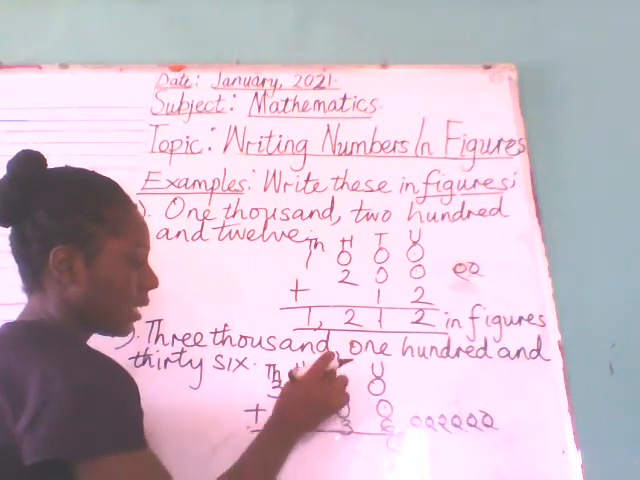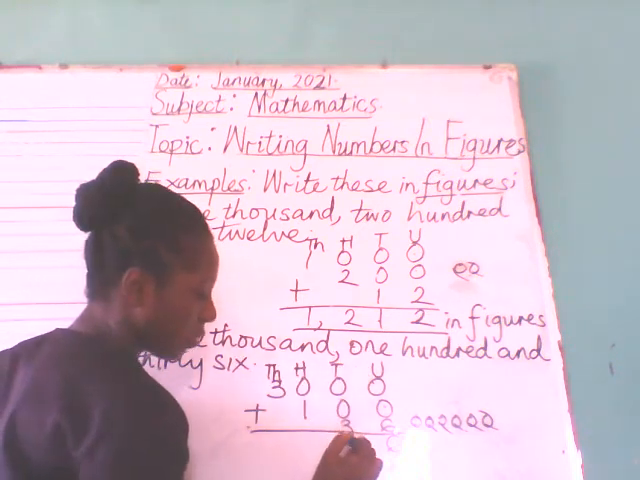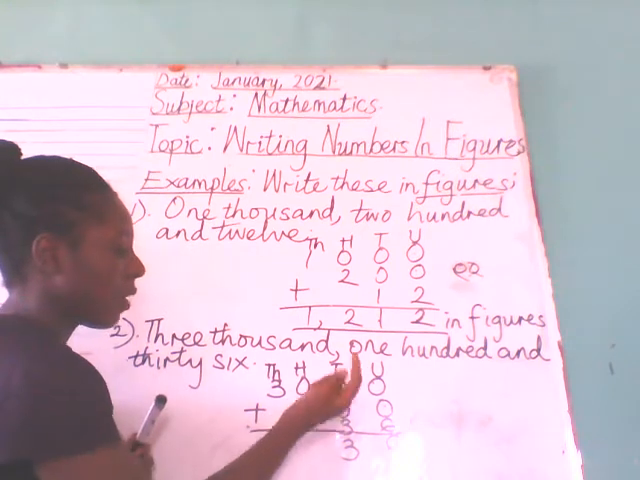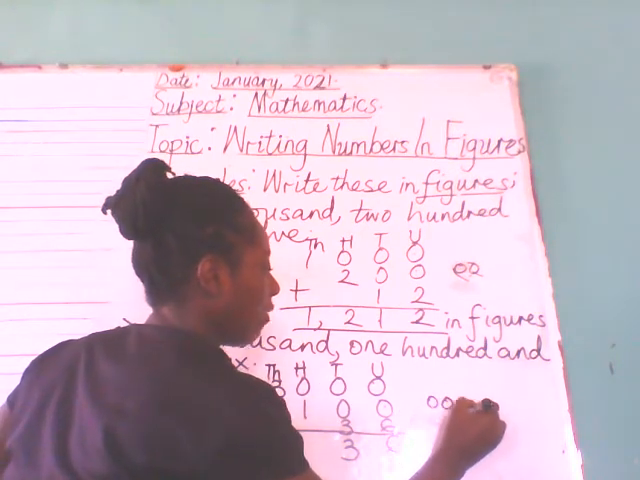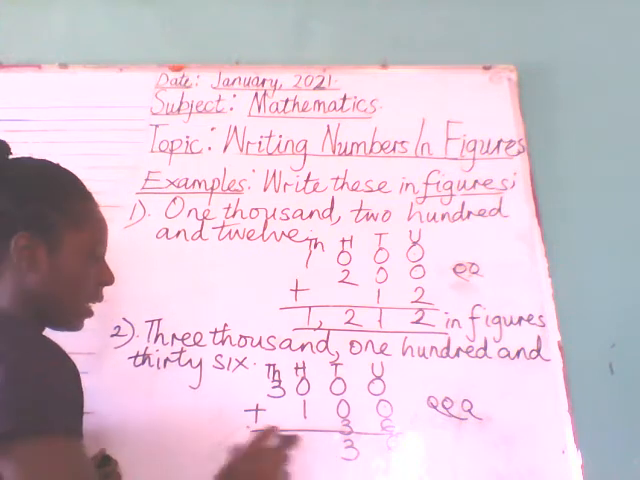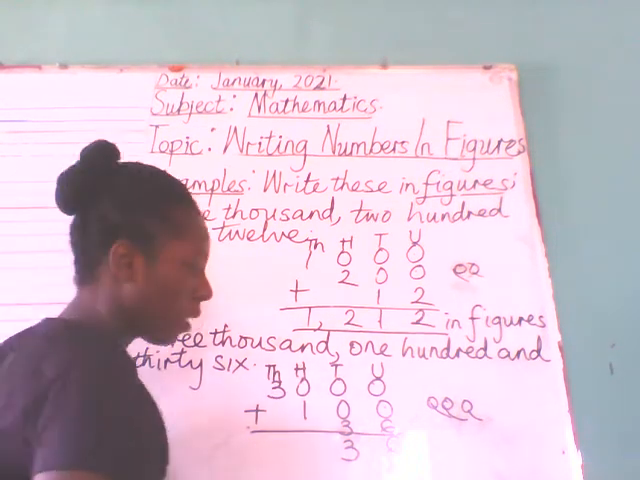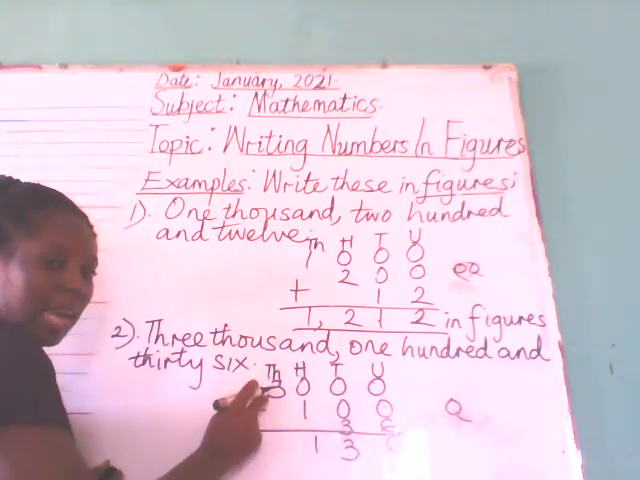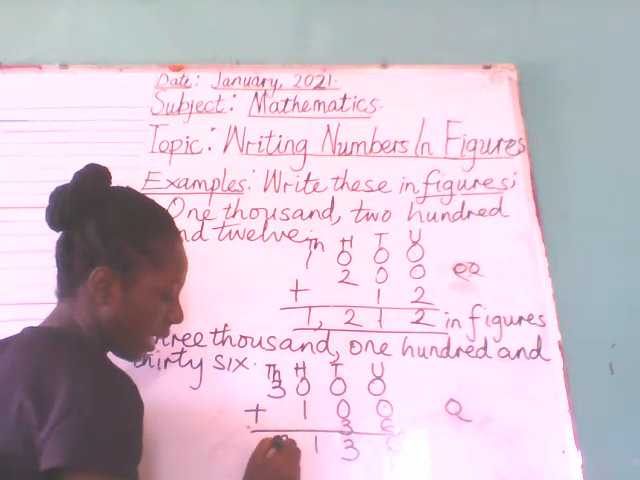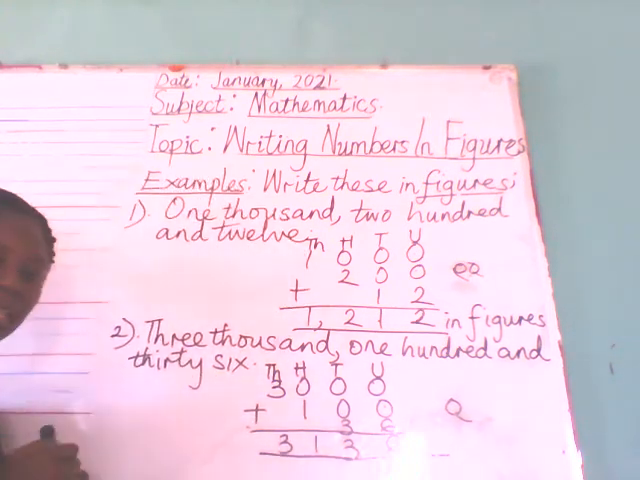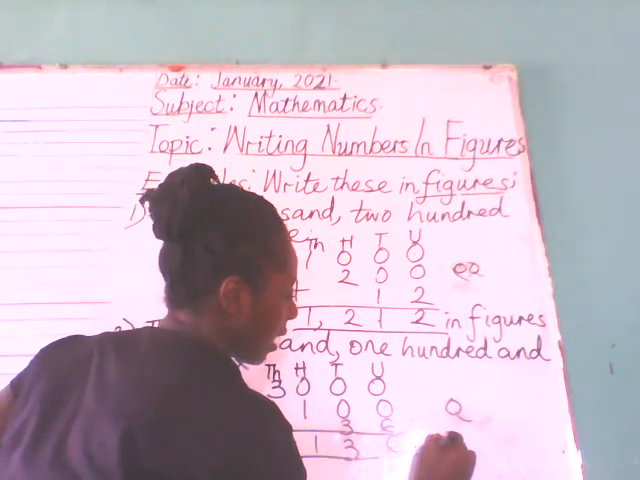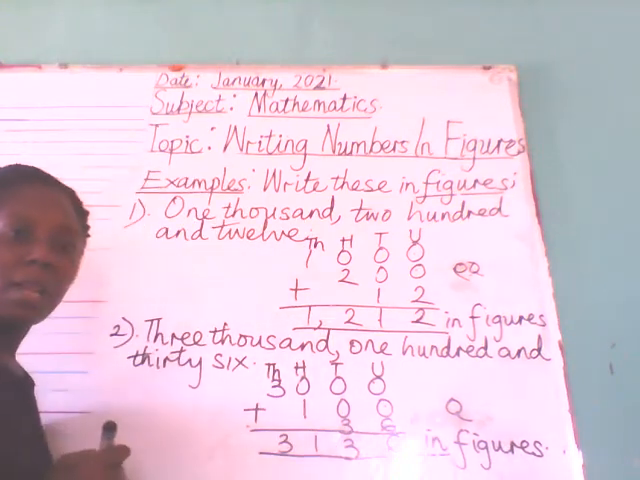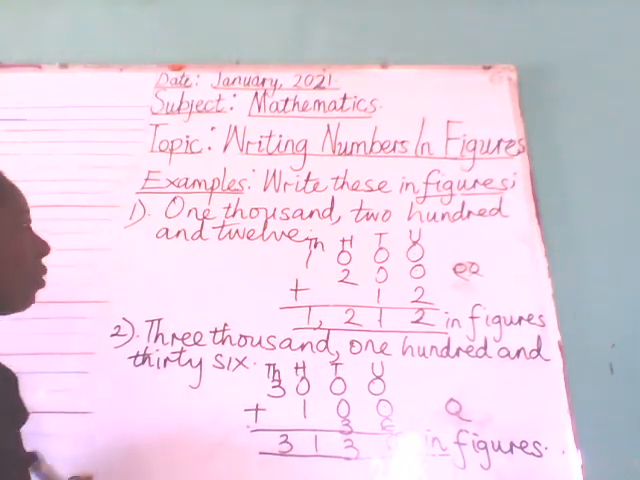Then let's go to the second line. 0 plus 0 plus 3 gives me 3, because 0 means nothing. I wrote my 3. Now the next line. 0 plus 1 gives me 1. I write it here. I only have 3 on this line, so I cannot bring down my 3. Can you see that? Now this is my answer in figures.